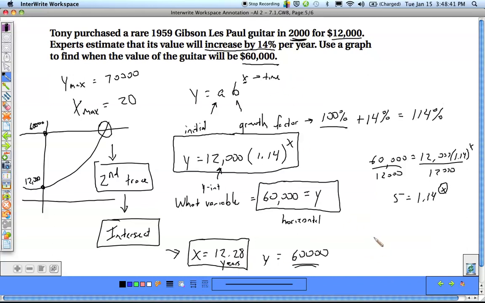12.28 years means sometime in 2012, but since we're just talking about specifically years, at the beginning of 2012, it's not quite going to be 60,000. So if we had to estimate then, we would really say it's 2013. This, though, is a better answer because we're talking about an exact answer. If it's asking specifically what year, we'd want to say 2013. But if it's not saying specifically what year, we can just say how much time would it take to be 60,000, which is 12.28 years.